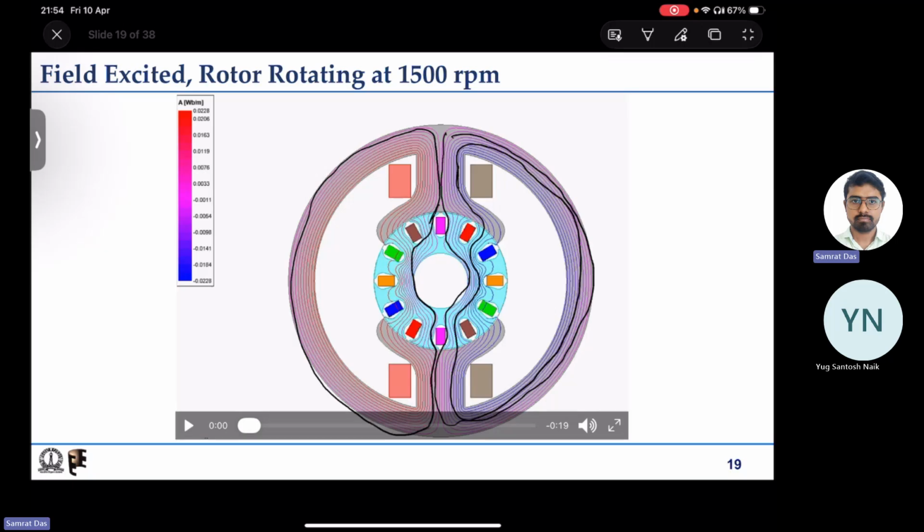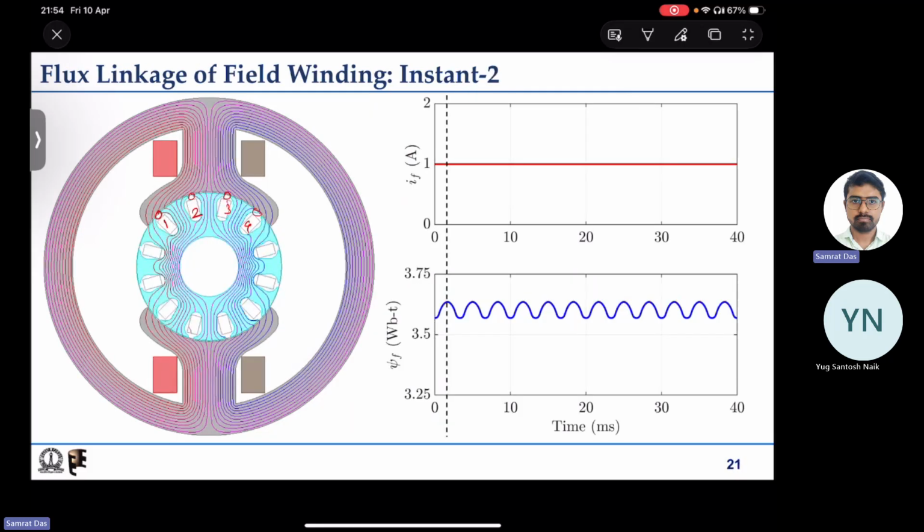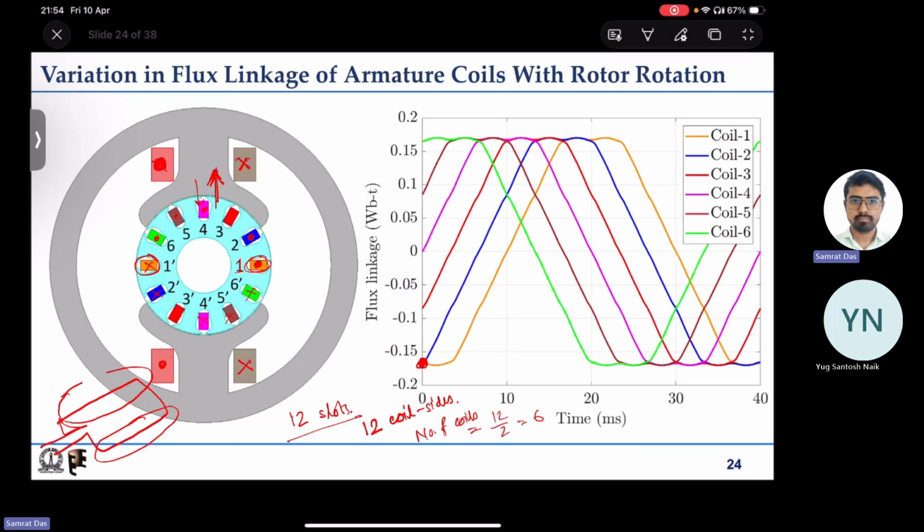Again, the brown conductor will have the same flux linkage as the red one, but with the opposite sign. Again, green and blue will have the same flux linkage magnitude, with opposite sign. So this is how you expect the flux linkages of the different coils to be.